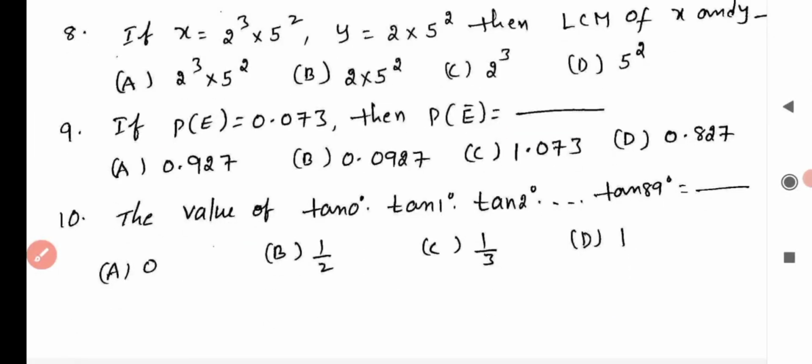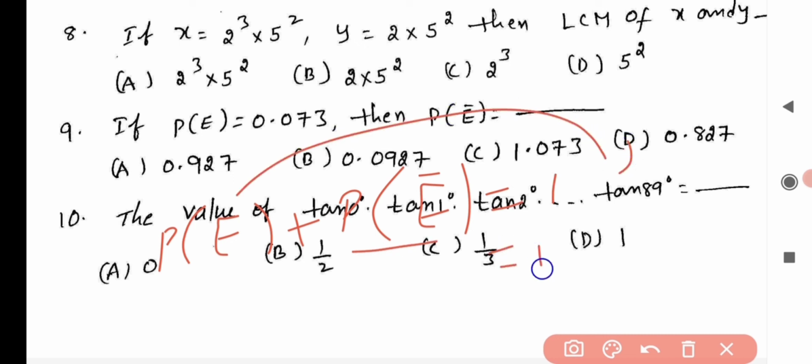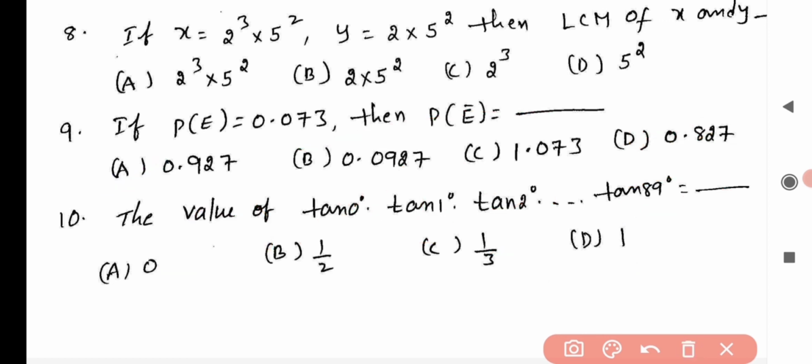Next, ninth one. If p of E equals 0.073, then find p of not E. Already we know p of E plus p of not E equals 1. So p of not E means 1 minus p of E. The p of E value is 0.073, so subtract that. 1 minus 0.073: 10 minus 3 is 7, 9 minus 7 is 2, and the remaining is 9. So 0.927. Option A.